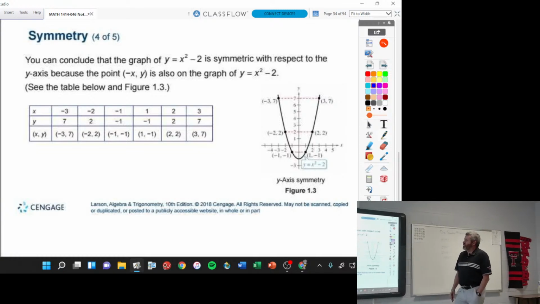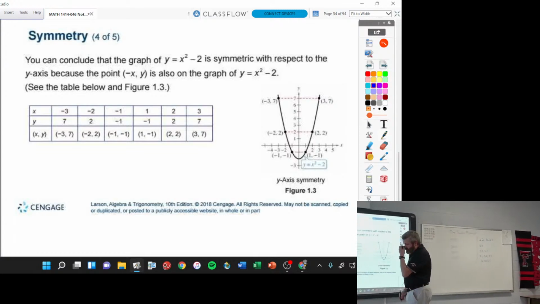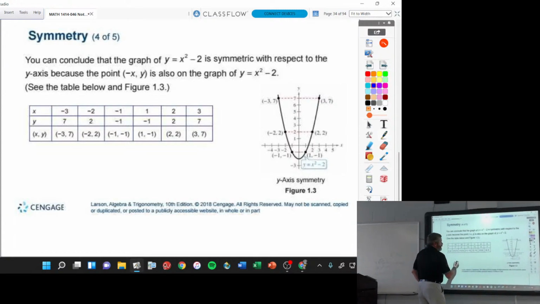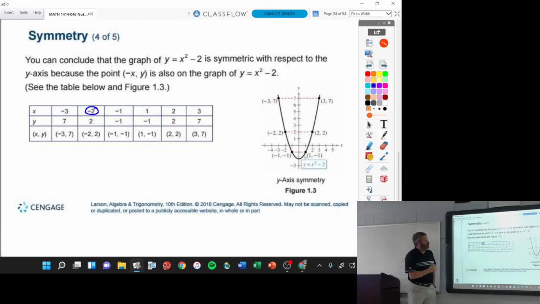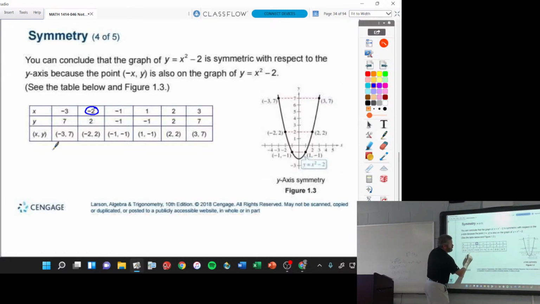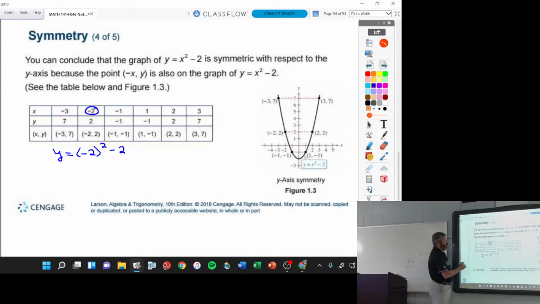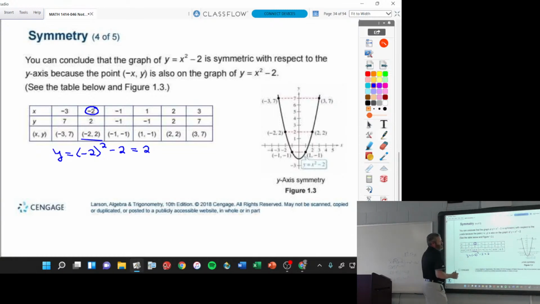So we can conclude that the graph of y equals x squared minus 2 is symmetric with respect to the y-axis because the point negative x, y is also on the graph of y equals x squared minus 2. So let's look at this table here. If I chose the value of x, negative 2, if I plugged negative 2 into this function, I would have y equals negative 2 squared minus 2. And of course, negative 2 squared would be 4, and 4 minus 2 is 2, and that's why I get the point negative 2, 2.